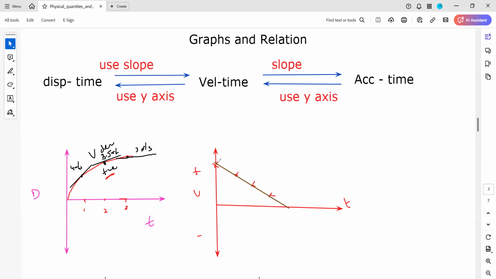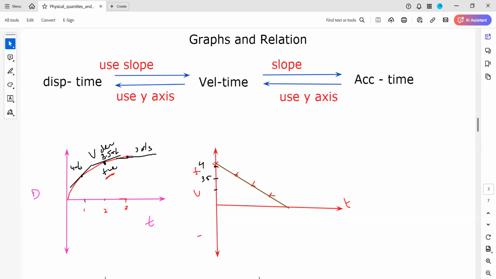So it means I should have a straight line. Like the first velocity was 4. After 1 second, it will be 3.5. After 2 seconds, it will be 3, and so on. Is it clear, this example, of how I know whether it will be a straight line or a curve? Anyone having a doubt or a question?